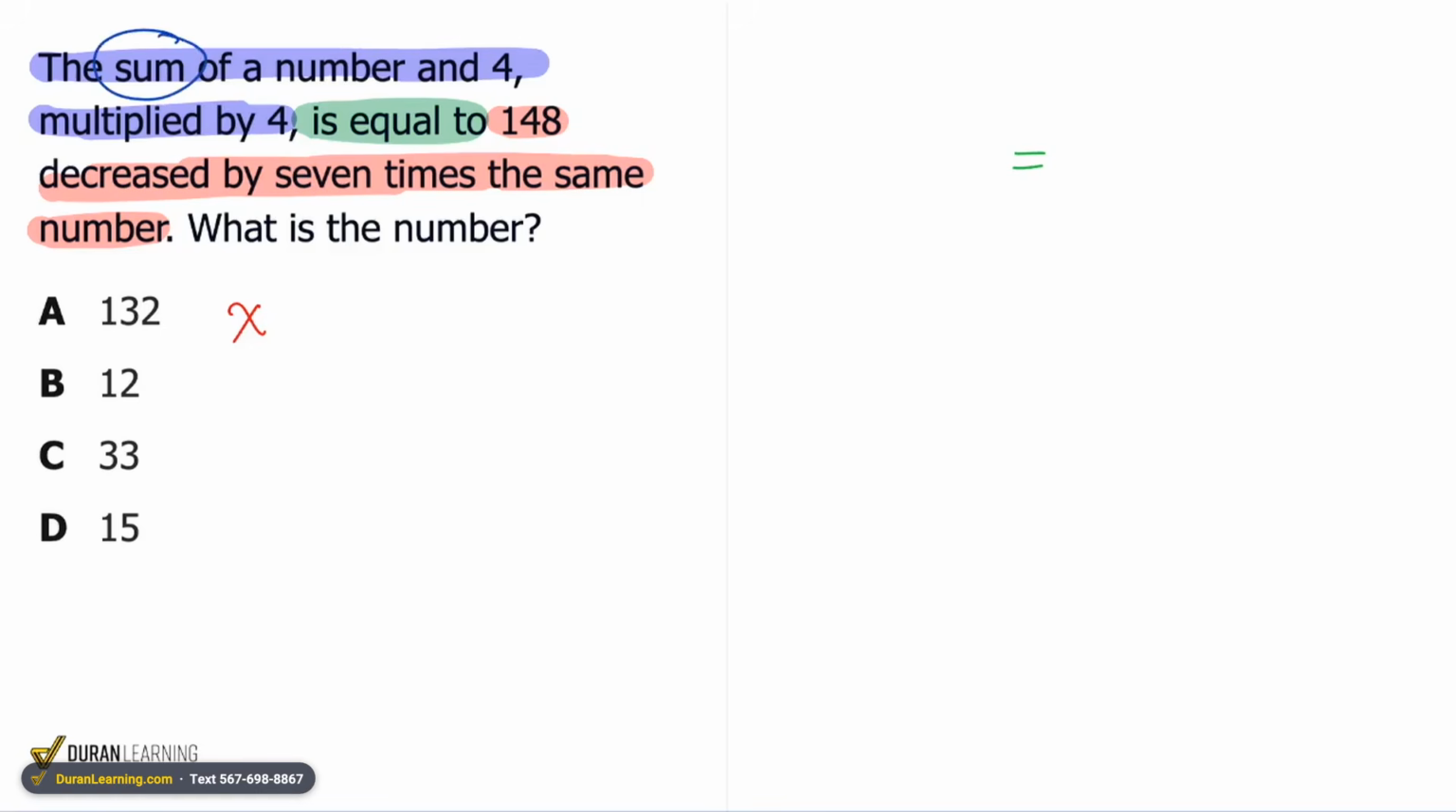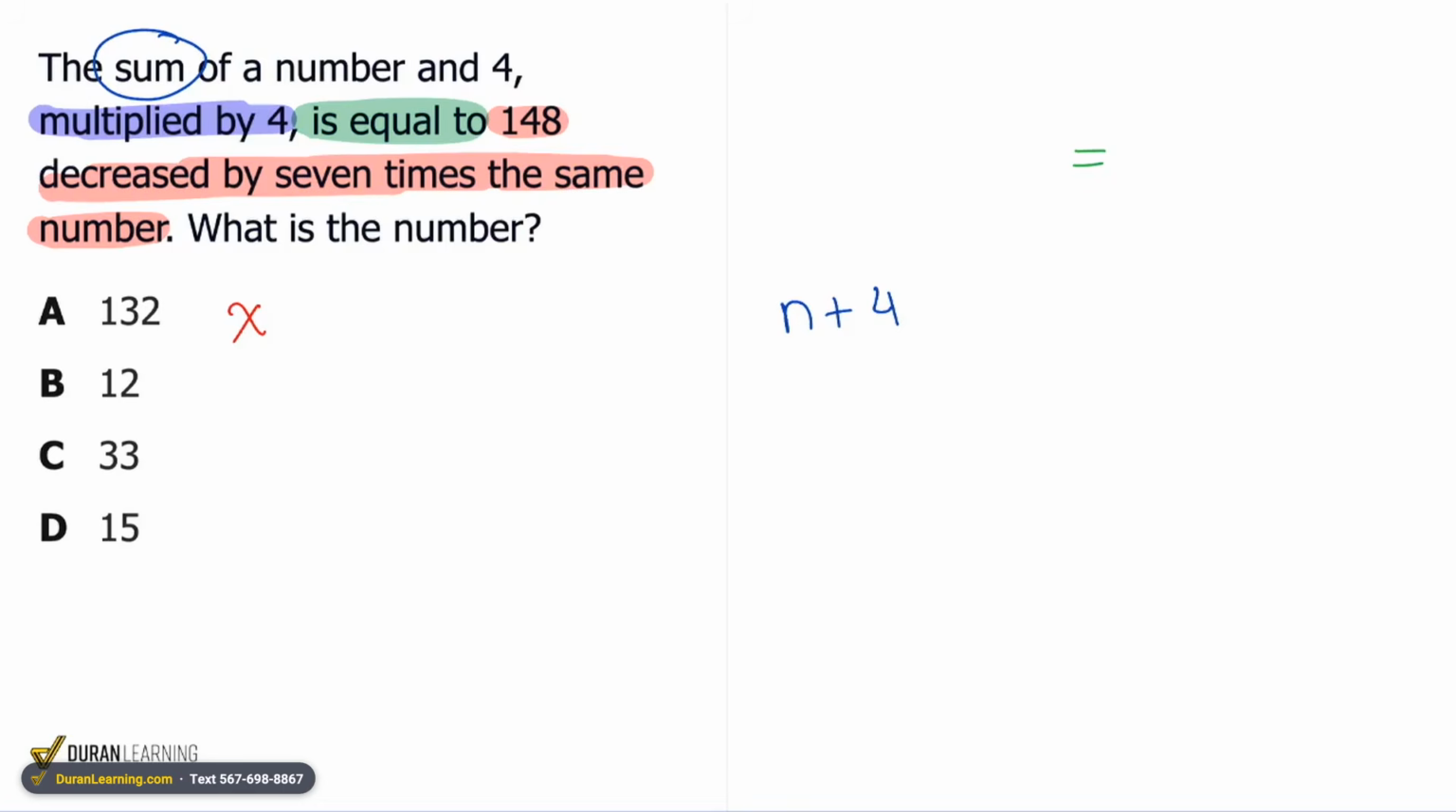In blue on the left side: the sum of a number and 4. All right, sounds good. So that'll be n plus 4. That's what the sum of a number and 4 is. And then it says, okay, you have that sum of a number and 4. Then it says multiplied by 4.